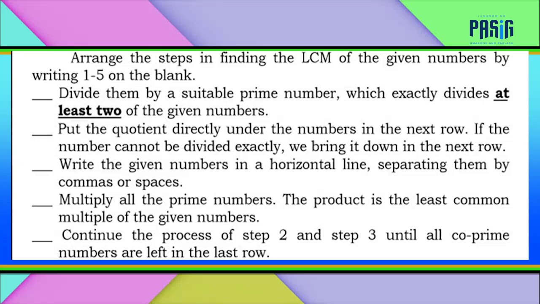Divide them by a suitable prime number which exactly divides at least 2 of the given numbers. Put the quotient directly under the numbers in the next row. If the number cannot be divided exactly, we bring it down in the next row. Write the given numbers in a horizontal line, separating them by commas or spaces. Multiply all the prime numbers. The product is the least common multiple of the given numbers. Continue the process of step 2 and step 3 until all co-prime numbers are left in the last row.